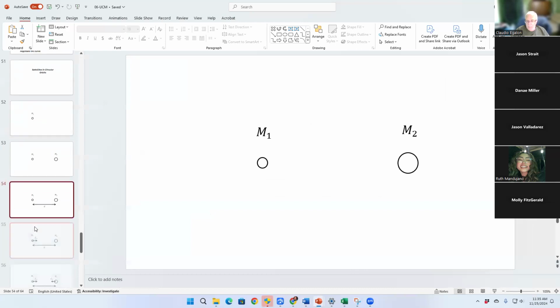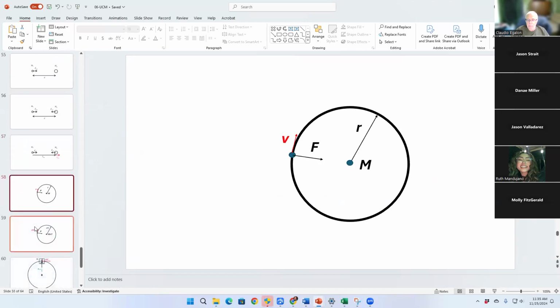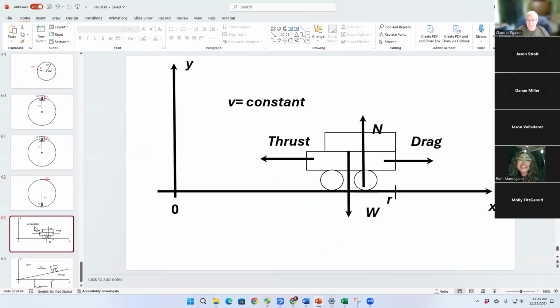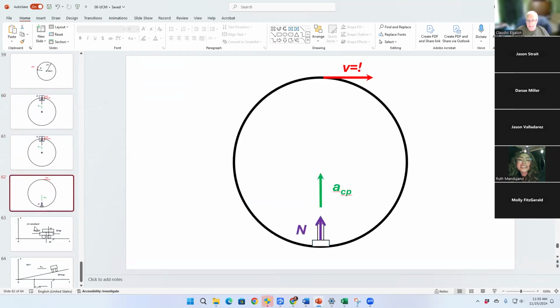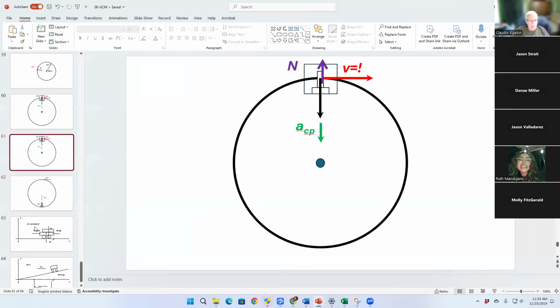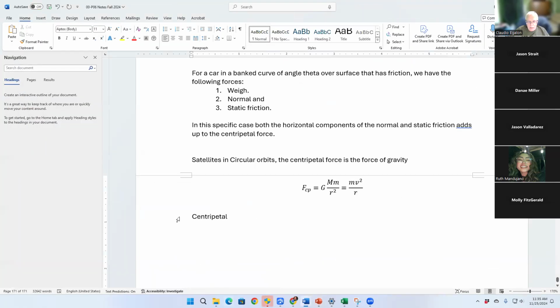What else? Okay, let's see. Yeah, the same case for artificial gravity. Artificial gravity in space. Put a cylindrical structure to rotate.